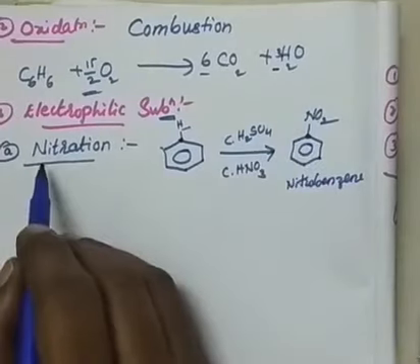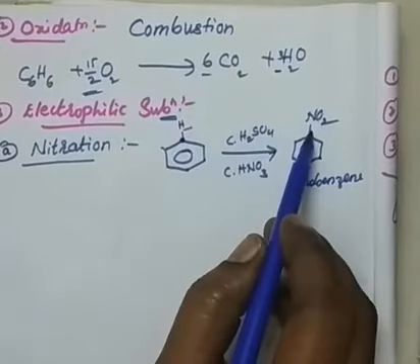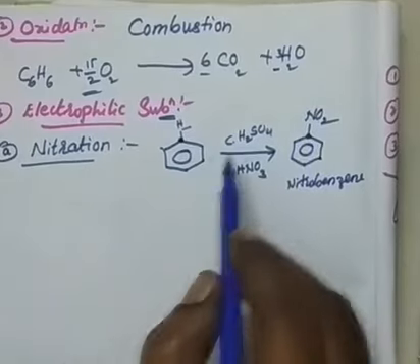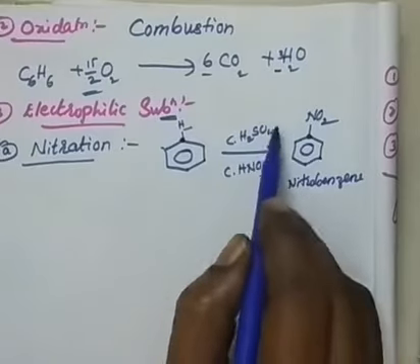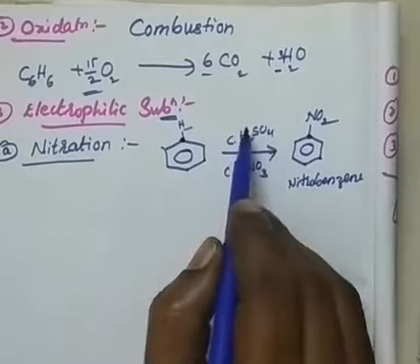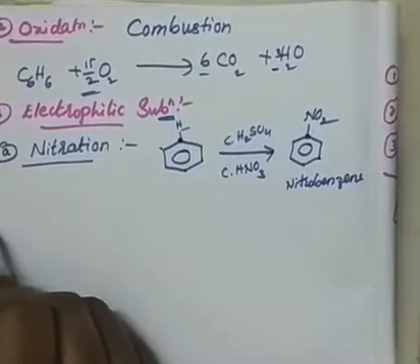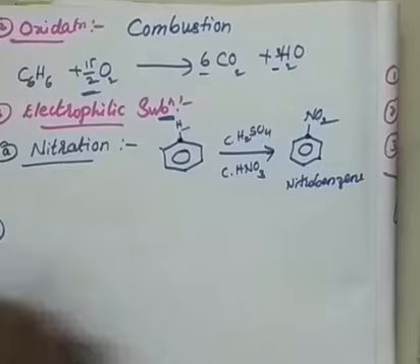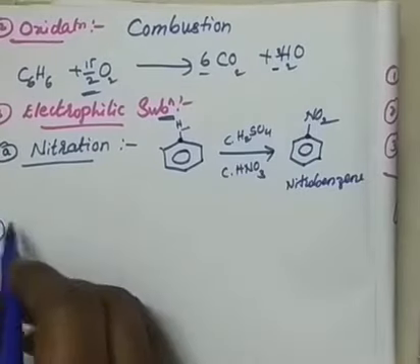So what do you mean by nitration? Onto the benzene, if hydrogen is being replaced with the nitro group, this reaction is called nitration. How is this happening? This is happening in the presence of concentrated sulfuric acid and concentrated HNO3. So this is called the nitrating mixture. So you have to remember this much first. Then the second one, after nitration, coming to sulfonation, halogenation, right?